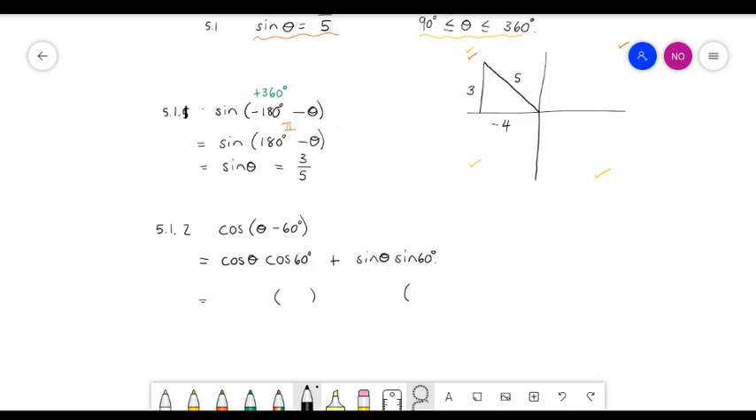The two special angles, I'm just going to fill in.